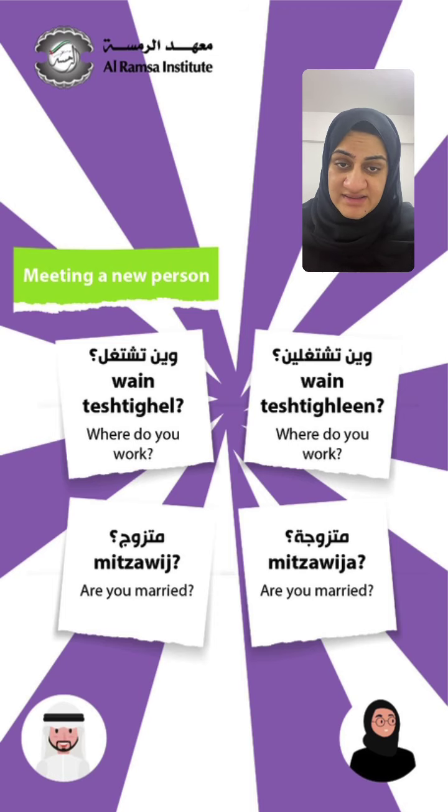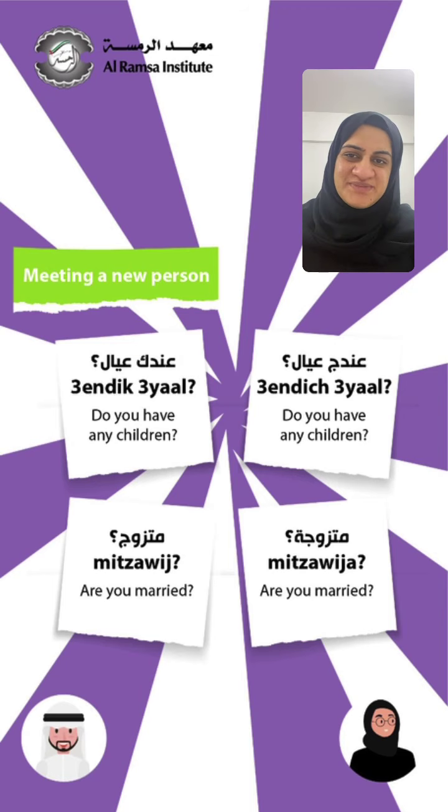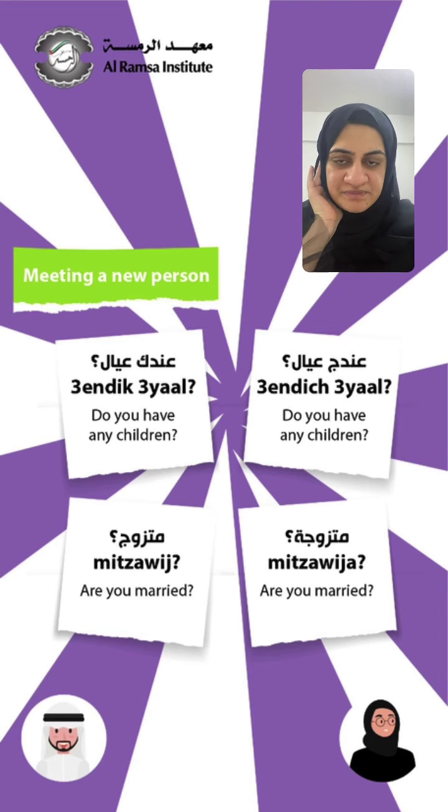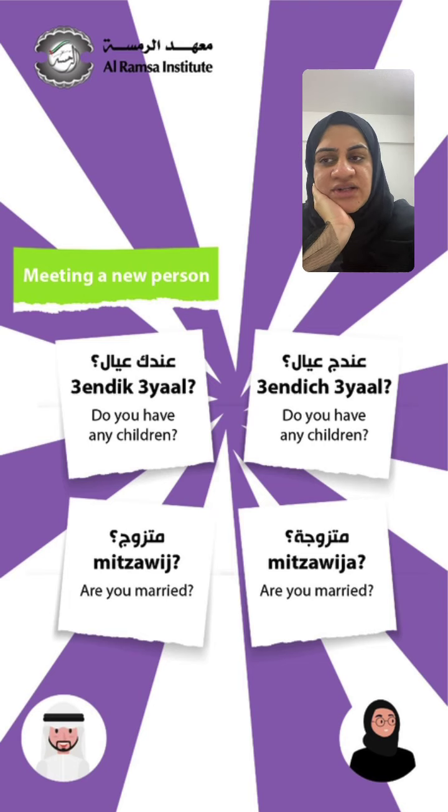If they told you yes, then you can move to the next question, which is, do you have any children? If you want to ask a male, you can say عندك عيال, and for female you can say عندك عيال.